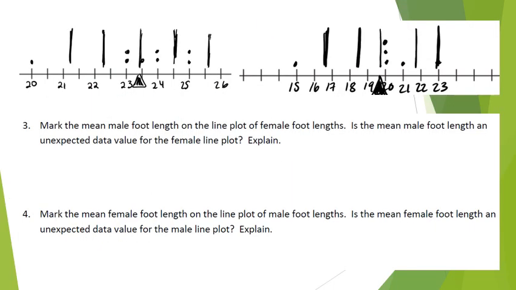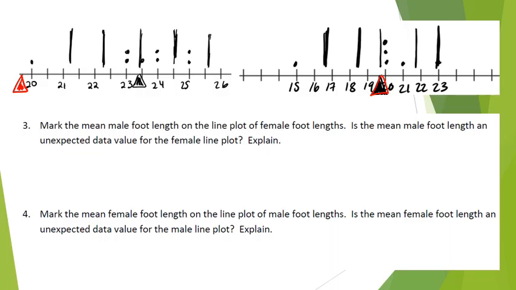So now we're going to mark the mean male foot length on the female foot lengths. And so again, I kind of took a screenshot earlier. So the male foot length was around 19 and 8/10. So it's going to be a little bit off of what I have right here. And then I'm going to think about, is the mean male foot length an unexpected data value for the female line plot?